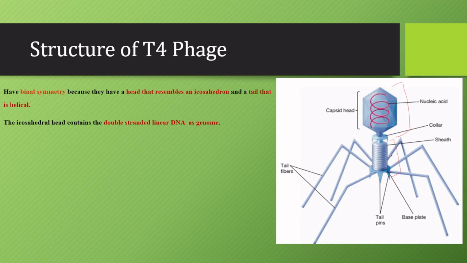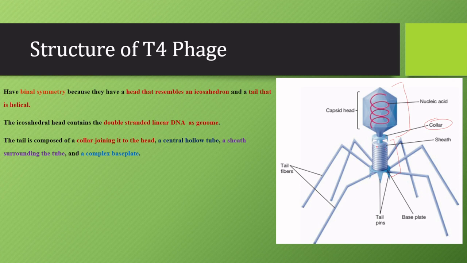The icosahedral head contains double-stranded linear DNA as a genome. So we can see this is the DNA molecule, which is double-stranded and linear, and this DNA remains in the head of the bacteriophage. The tail is composed of a collar. We can see a collar here at the start of the tail, and this collar joins the head with the remaining part of the tail.